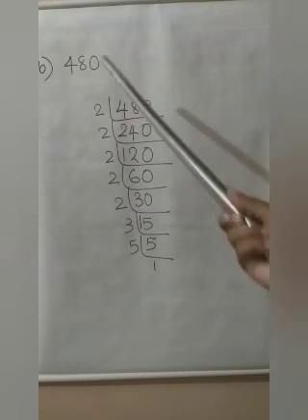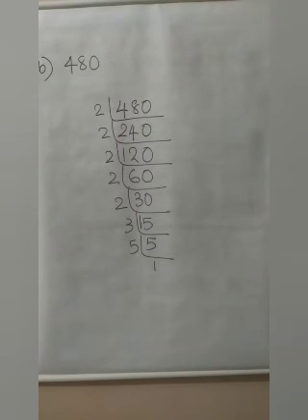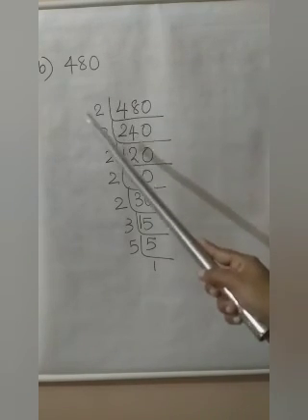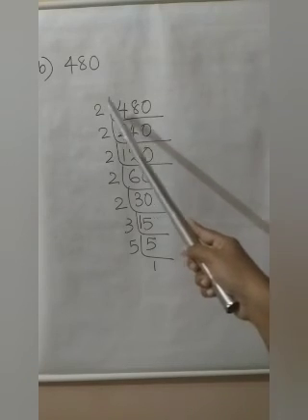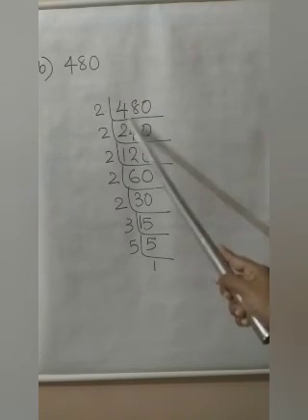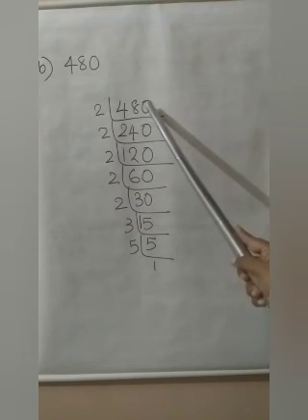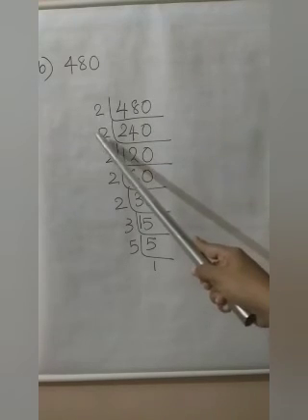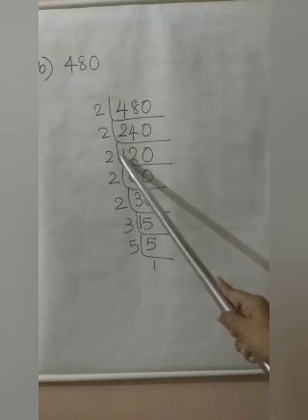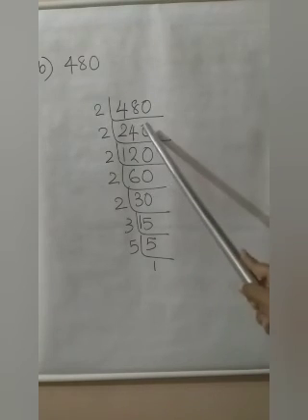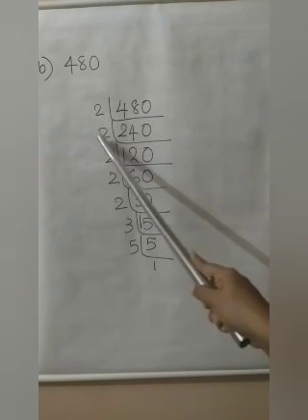So 480, what do we do when factorizing? First, I said it is an even number. If it is an even number, we start with 2. Now dividing 480 by 2. In 4, how many times? 2 times. In 8, 4 times. 0, you write the same. Then again 2 into 1 time. 2 in 4, 2 times. Again writing the 0. Again dividing with 2.